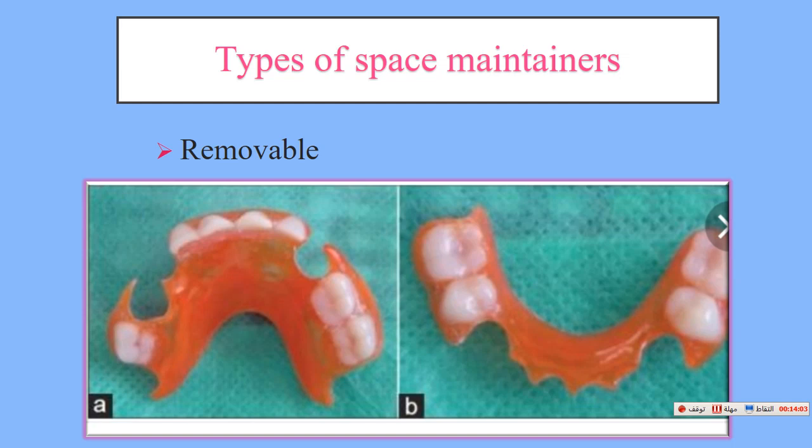Contraindication: because it needs cooperation of the patient, because it is removable and can be inserted and removed by the patient, so it needs patient cooperation. An uncooperative patient is a contraindication for removable space maintainer. Also epileptic patient, contraindication for the removable space maintainer. Patient allergic to the acrylic, this is also a contraindication for the space maintainer.